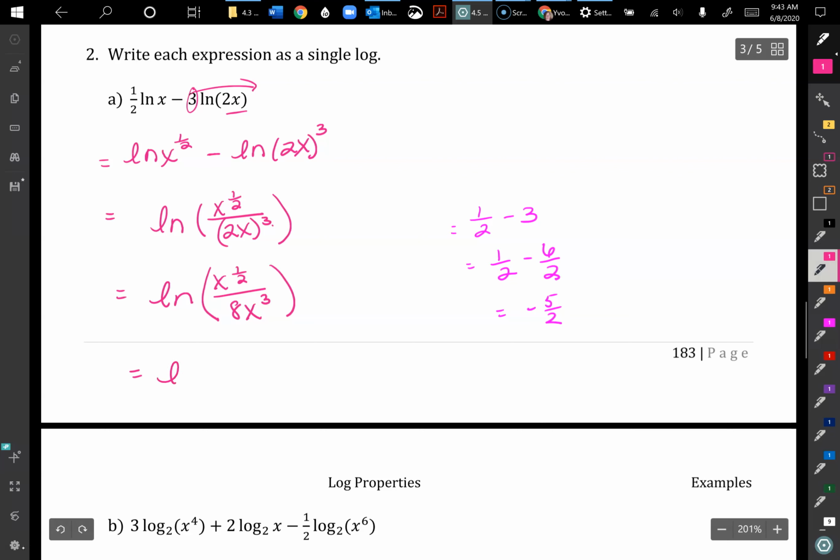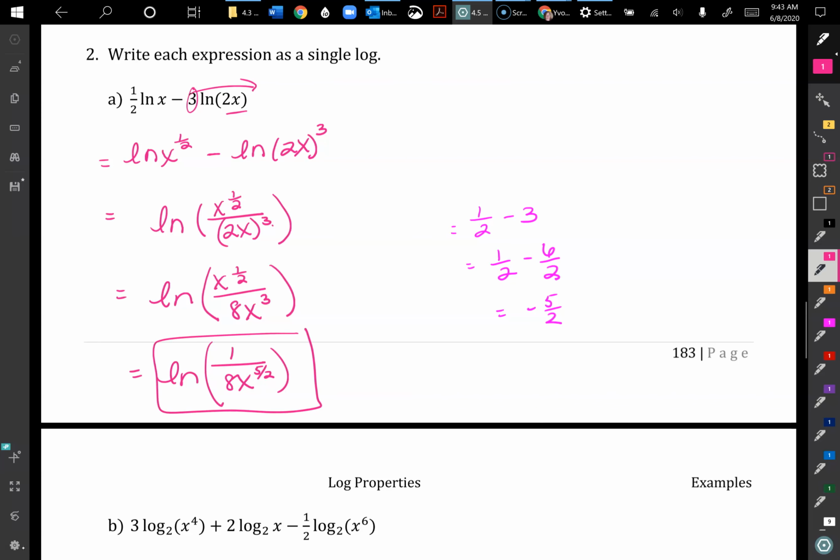So we'll have ln of 1 over 8x to the 5/2 because we want to have everything in positive, and we're going to put that in parentheses too. So that's our answer. We've simplified as far as we could go.